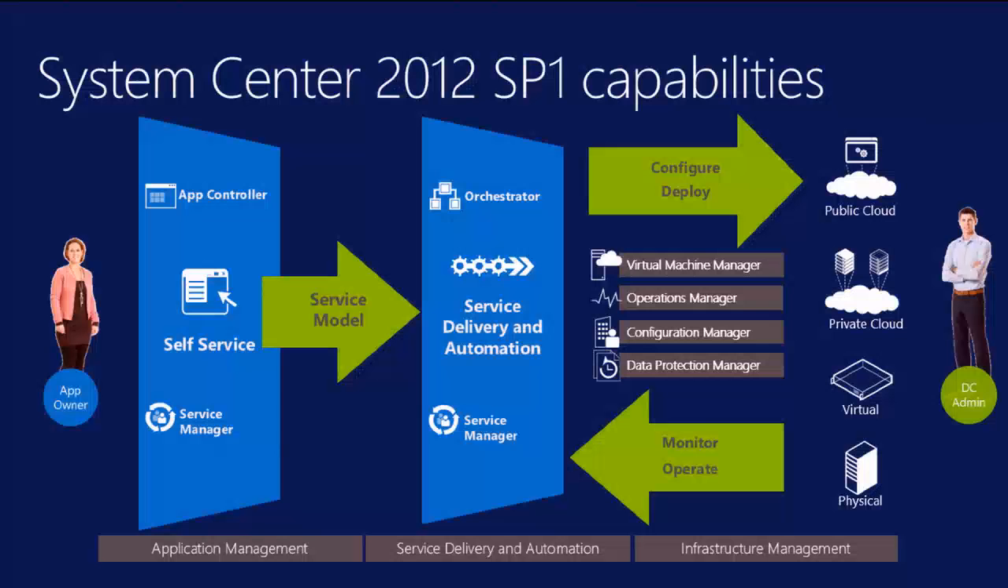Configuration Manager, of course, for patching and updates. And last but not least, Data Protection Manager. Because when you're running a line of business application, you want to make sure that when something happens, you can restore it and you can go back to a certain point in time. That's what DPM is for.